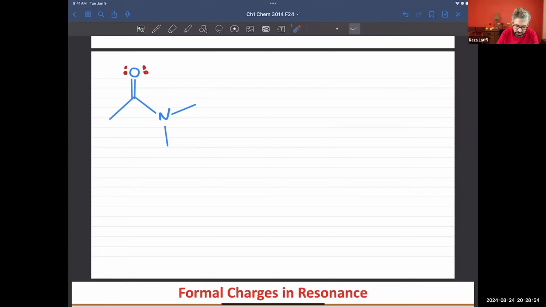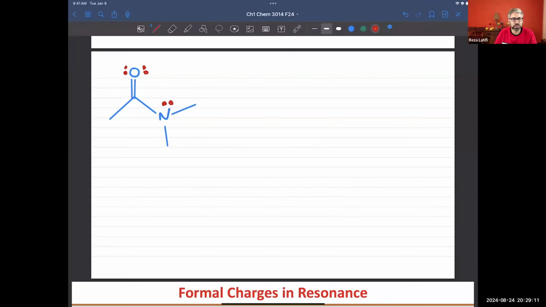How about nitrogen? Nitrogen, I go 3 plus 3. We made 3 sigma bonds. We have 3 electrons around nitrogen. So nitrogen is missing 2 electrons to be octeted. And I'm going to give it a lone pair.